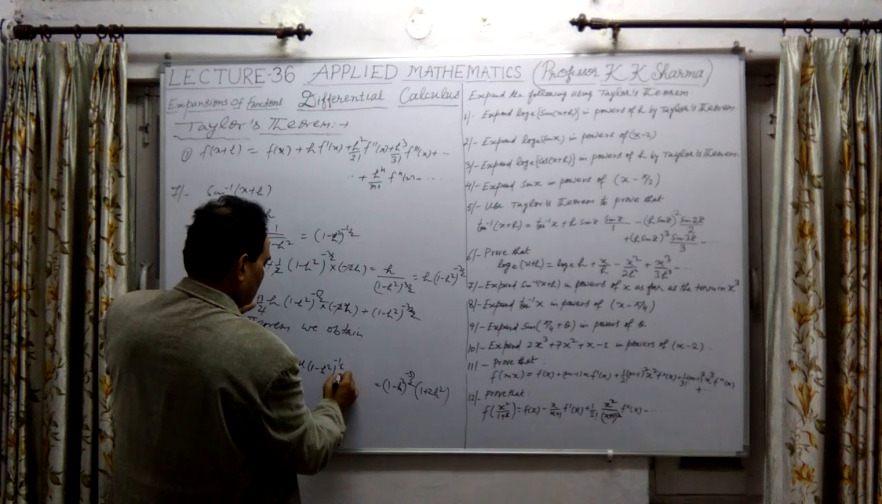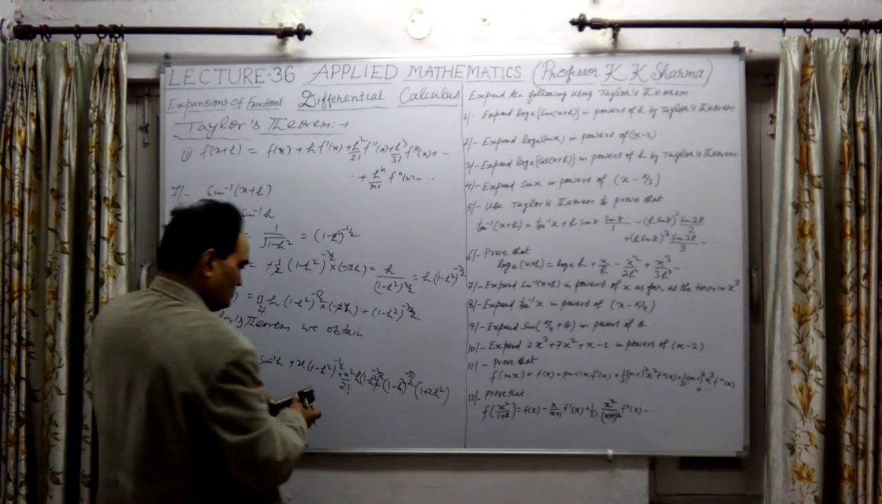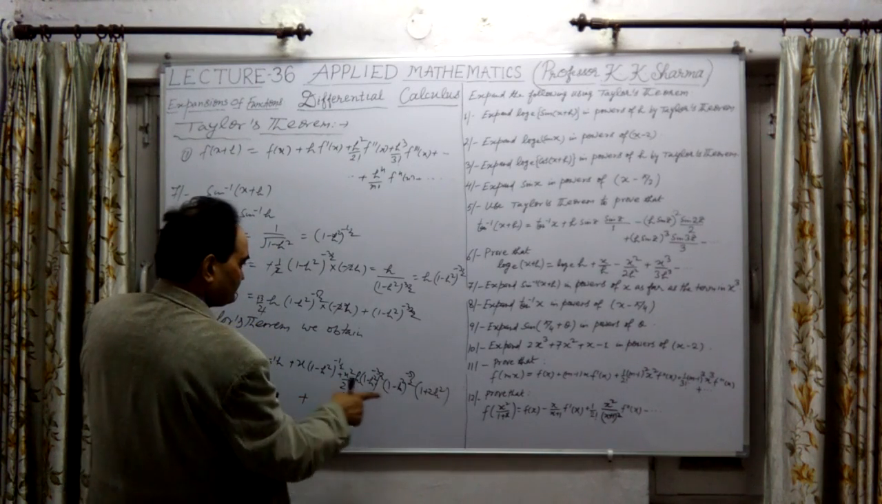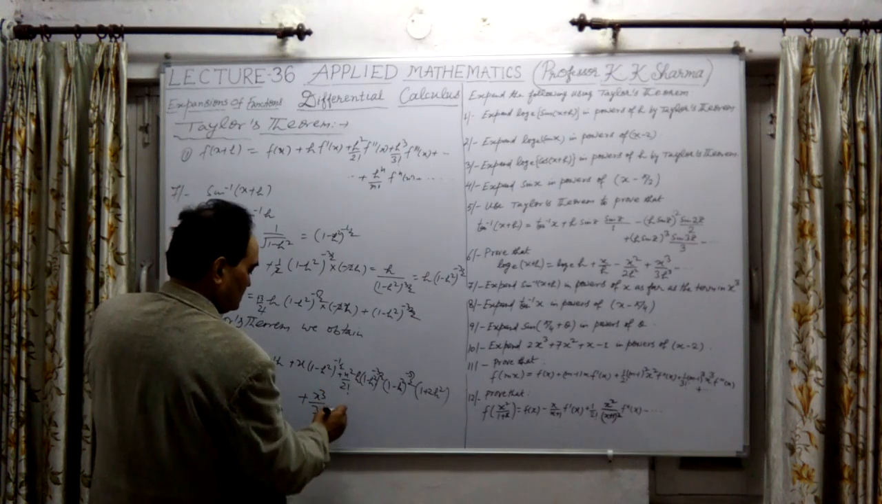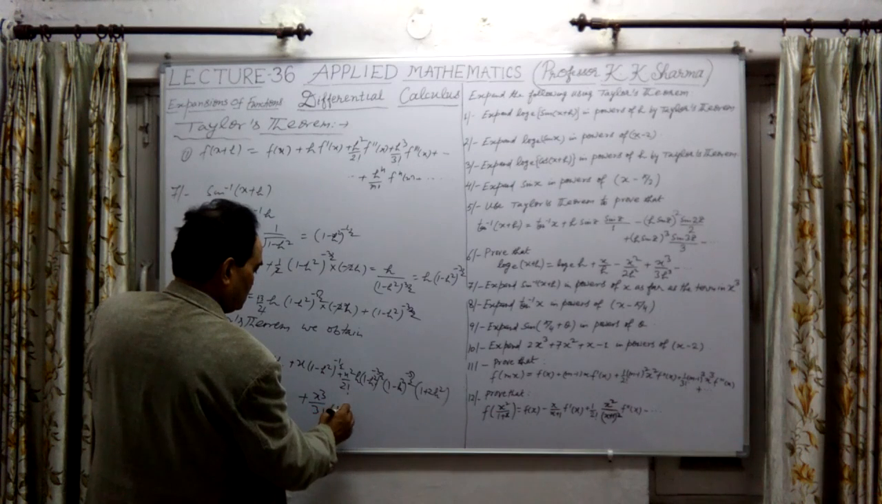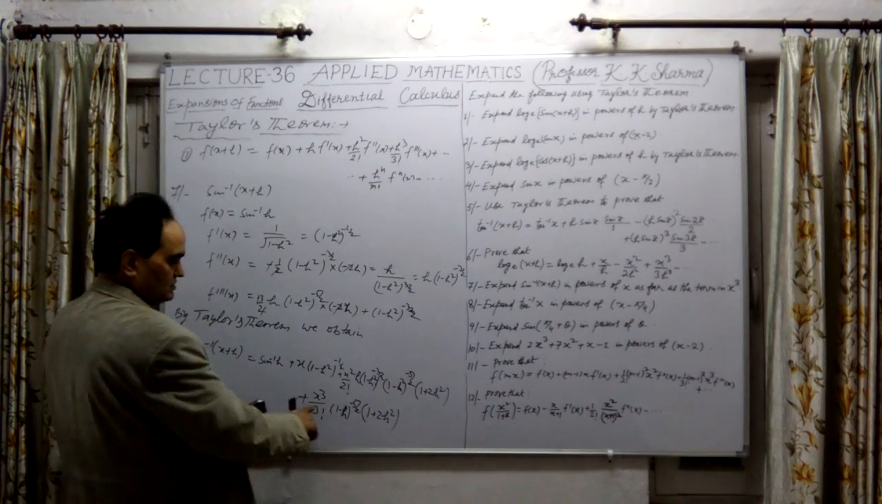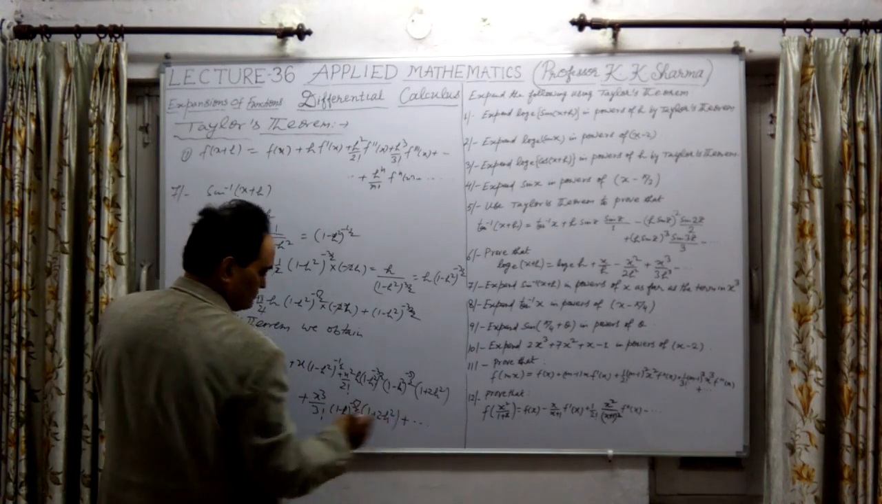So that will be plus x square upon factorial 2 into h into (1 minus h square) whole power minus 3 by 2. And then plus sign, this is also plus, and that is x cubed upon factorial 3 into (1 minus h square) whole power minus 5 by 2 in brackets (1 plus 2h square). This is the fourth term, plus and so on.